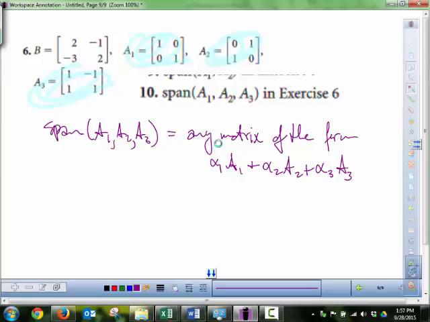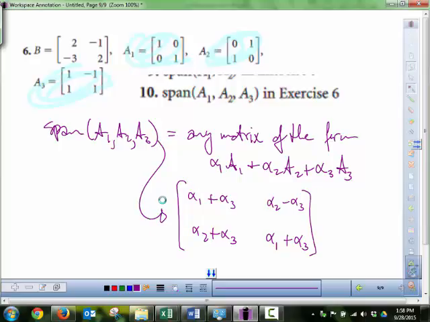Let's take a closer look. If I multiply each of them by alpha 1, alpha 2, alpha 3 and add them, I would have alpha 1 plus alpha 3 in the first entry, 0 times alpha 1, alpha 2 minus alpha 3 in the next, then alpha 2 plus alpha 3, and then alpha 1 and 0 for alpha 2, and then alpha 3. So the span would be any matrix that looks like this for different alpha 1s, alpha 2s, and alpha 3s.